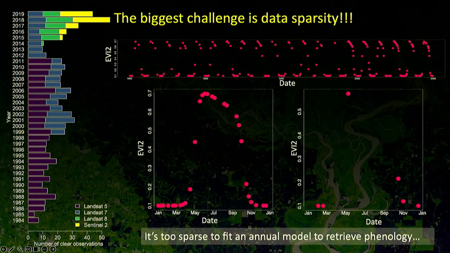So I did a simple survey at one of the study regions at Nashville. This figure shows this bar plot.